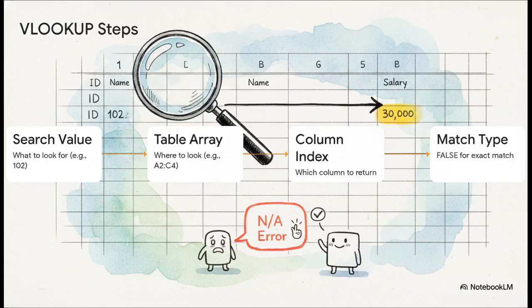Quick tip though, if you get an N/A error, don't panic. It usually just means you counted the wrong column number or that specific ID literally doesn't exist in your table.